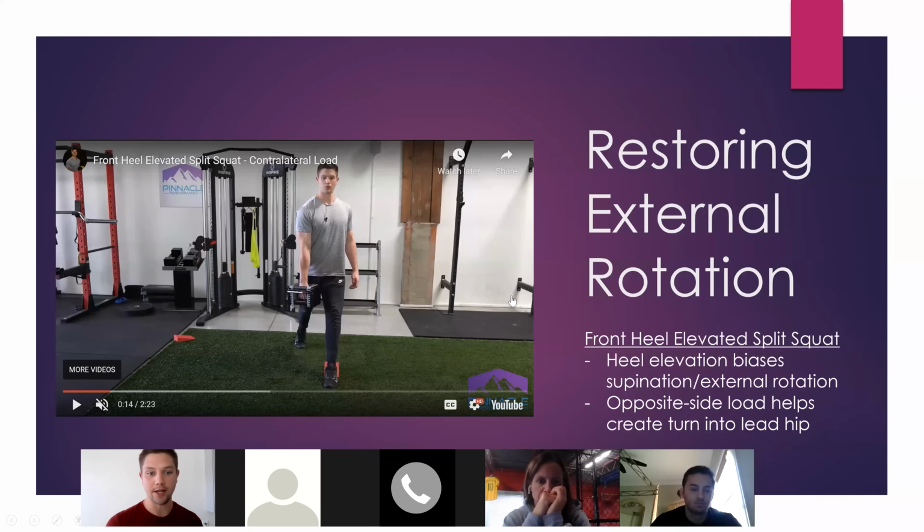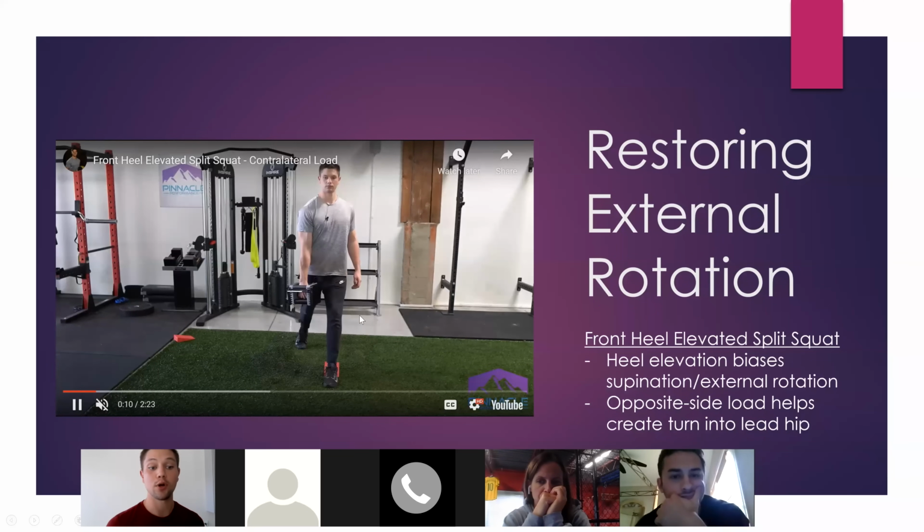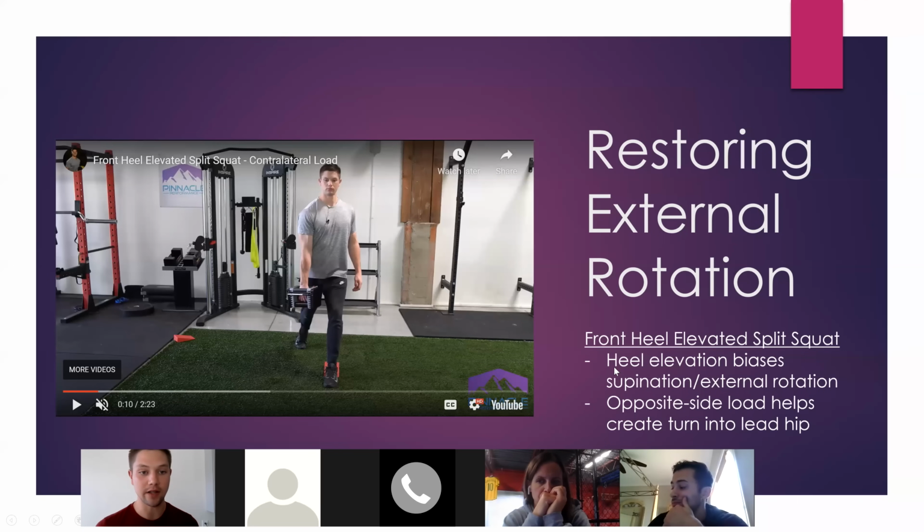What you're going to get here, if you look at it from the side, you're going to go from a negative tibia angle, relative supination, to more of a vertical one, relative pronation, ER to IR, but we're biasing the ER because of the heel elevation. And the opposite side load too, but that's a different story for a different day.